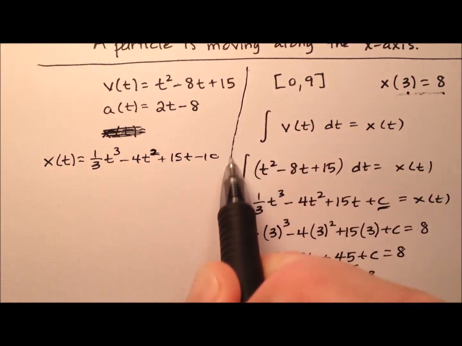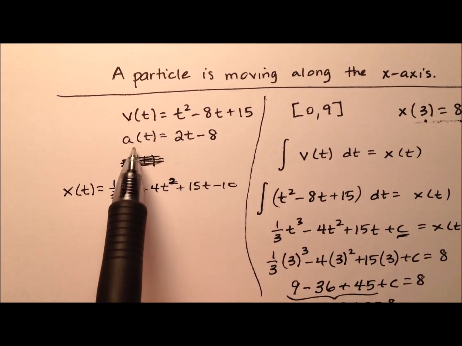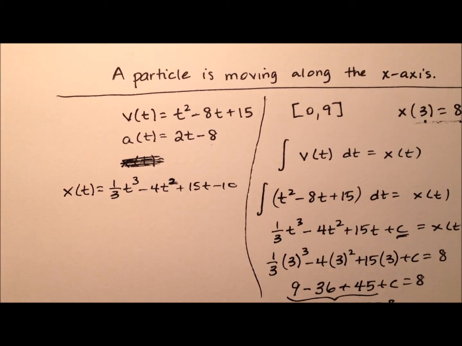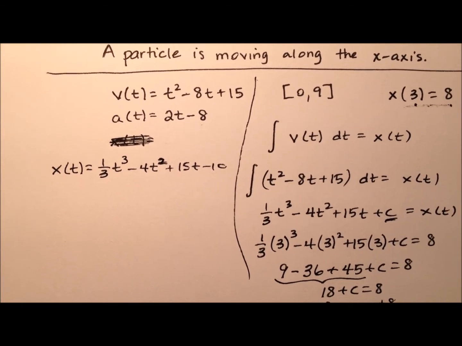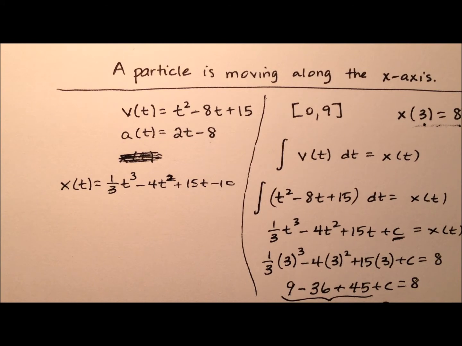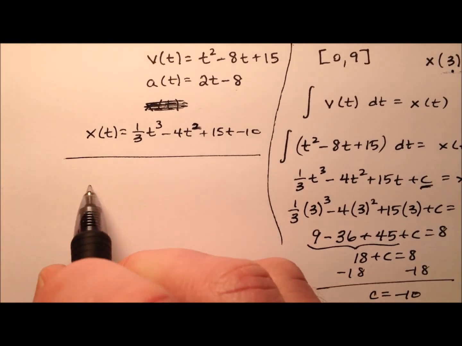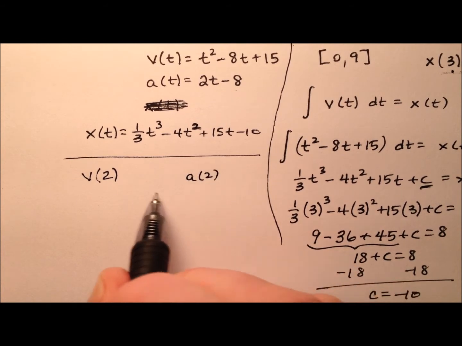Okay, so here are our three functions. The velocity function was given to us. We have the acceleration function and the position function for our particle along the x-axis. Okay, so the next thing, let's talk about some specific velocities and accelerations, and then we can move into finding the intervals on which the particle is speeding up or slowing down. So let's start with finding a couple of values. Let's say v of 2 and a of 2.